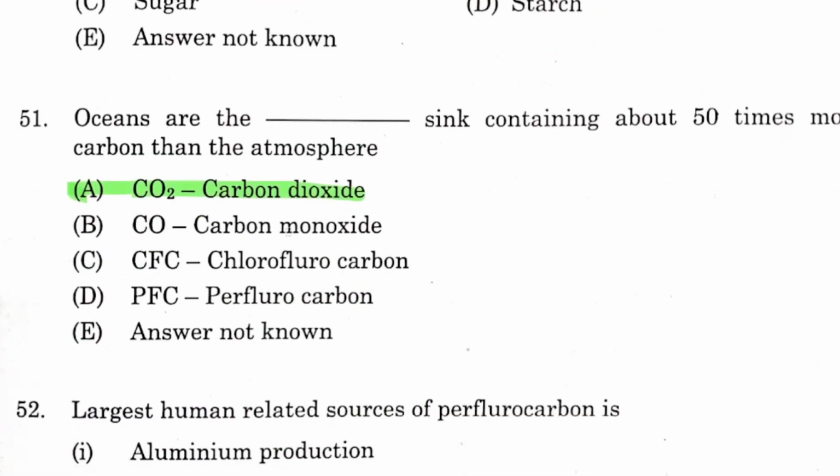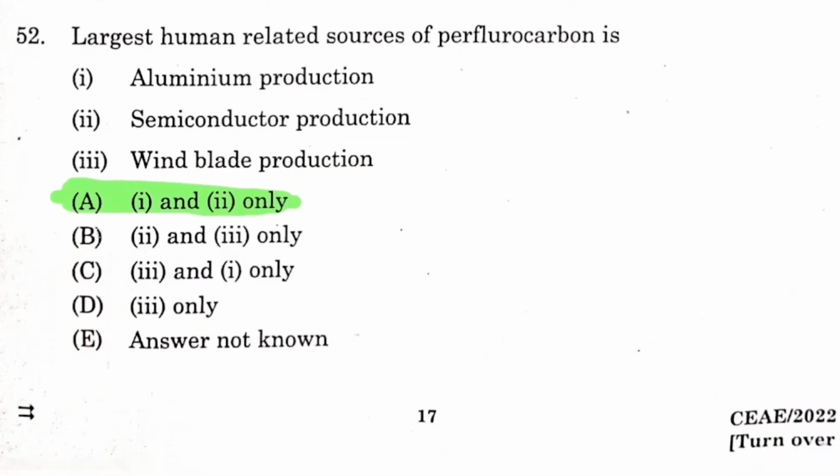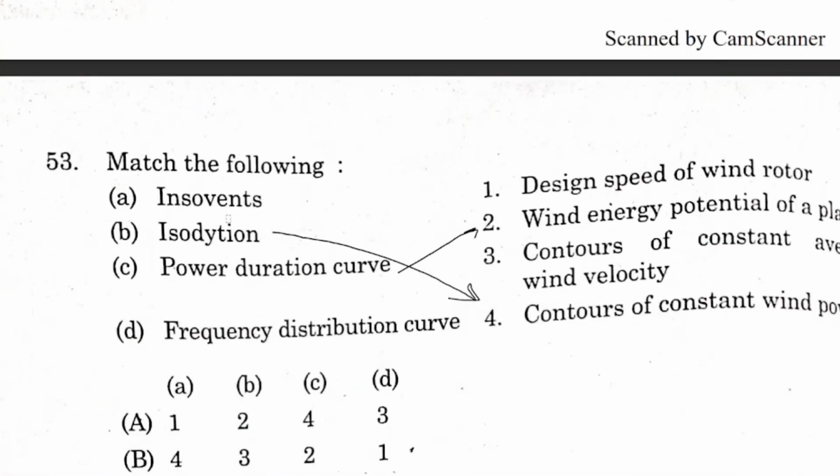Next question is 51. Oceans are dash sink containing about 50 times more carbon than the atmosphere. So option number A, carbon dioxide is correct here. Next question is question number 52. Largest human related resource of perfluorocarbon is. So here aluminium production and semiconductor production. So option number A is correct here. Both 1 and 2, sorry, only 1 and 2.